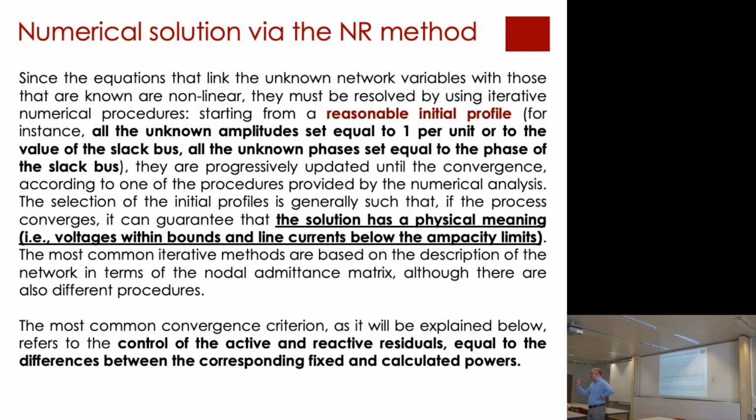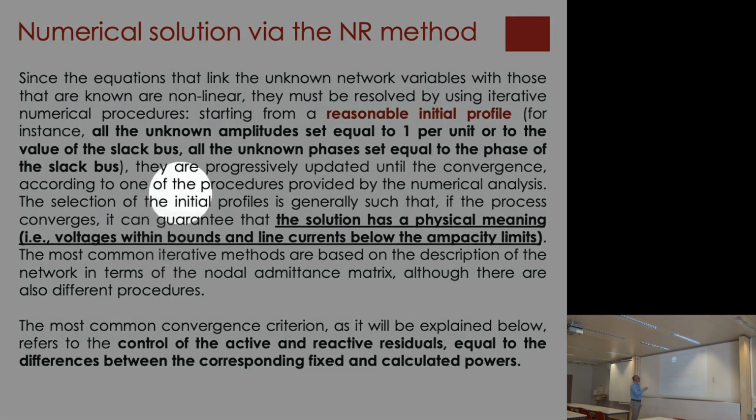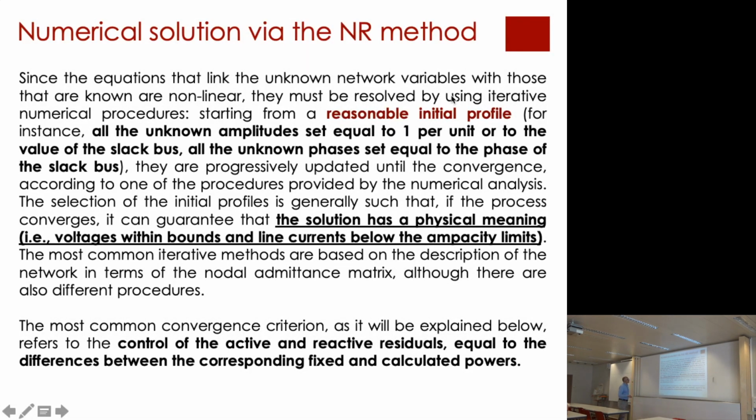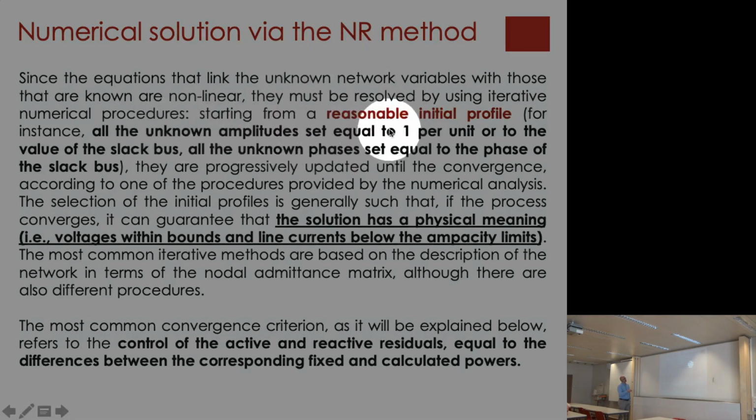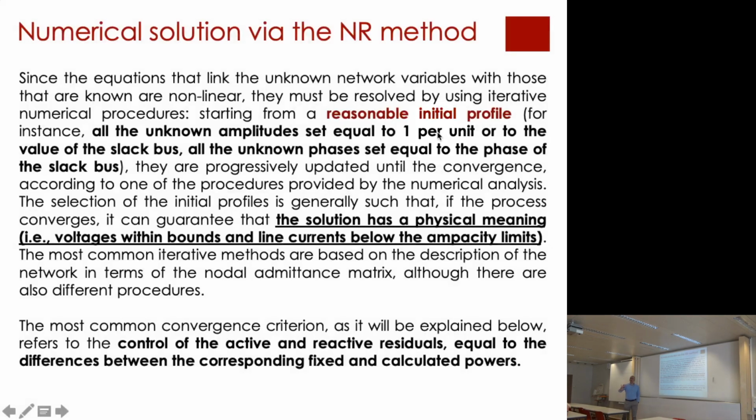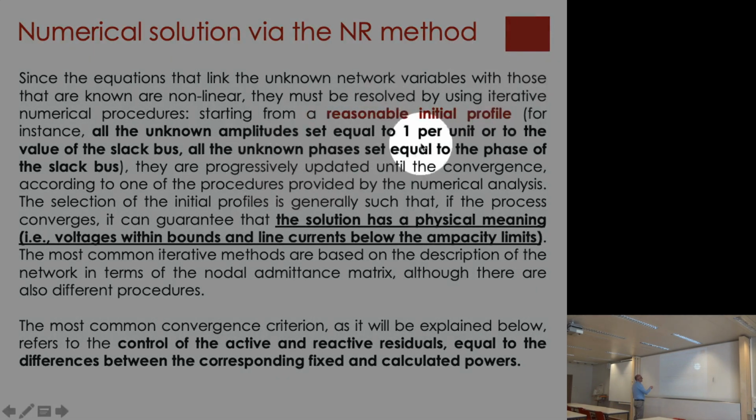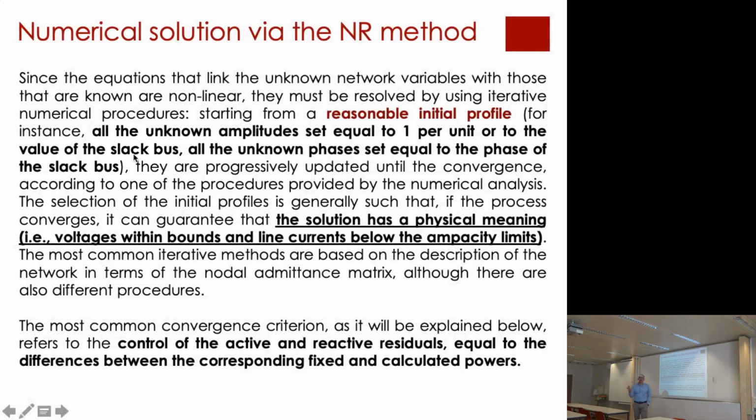Now, ending up in one of these solutions depends on the initial values that you are setting for the unknown variables. We'll clarify this in a moment. So what you have to do is fix an initial reasonable profile of the unknowns. For instance, for the unknown amplitudes of voltages, you can set them to 1 in per unit. So you say, in the nodes where I don't know the voltages, I set the initial value equal to 1 in per unit. And for the unknown phases, I can set them equal to the phase of the slack bus, for instance, 0.